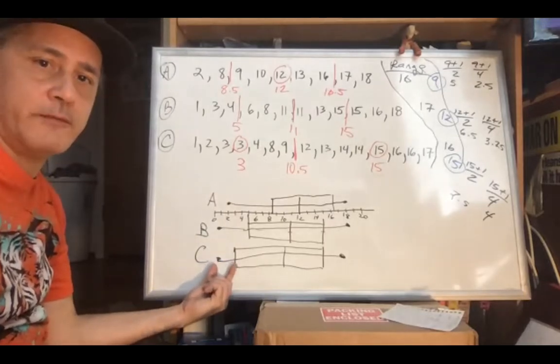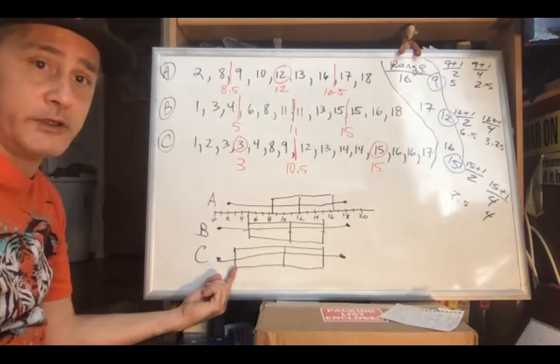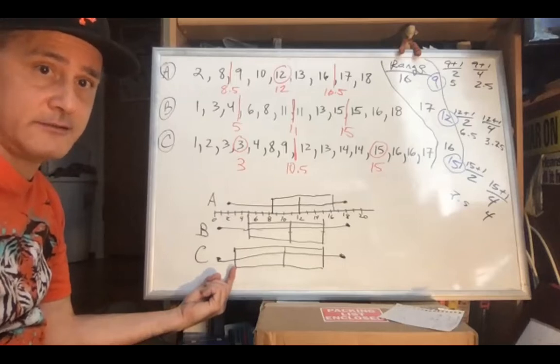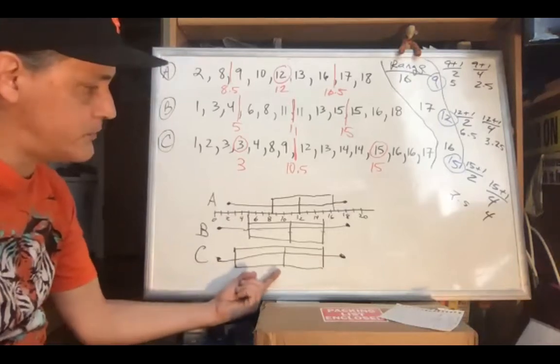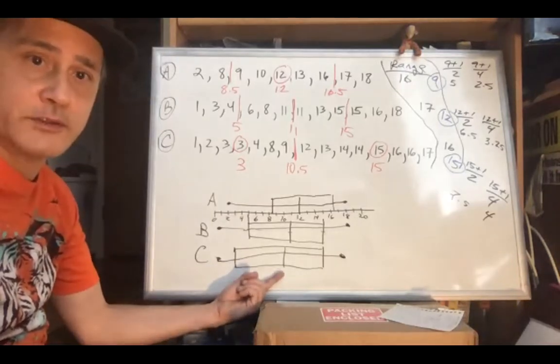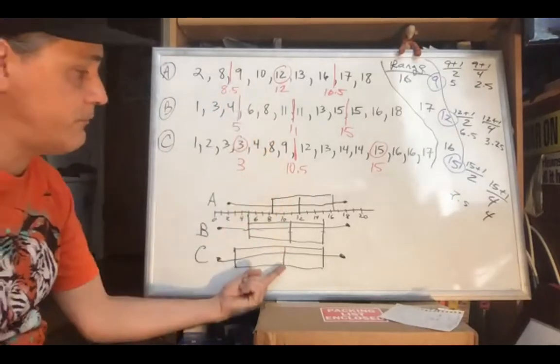That means 25% of the students did worse than 3, right? A fourth of the class. Makes me nervous, right? And then notice that the median of C is the lowest of all 3. 10.5 is less than 11, less than 12.